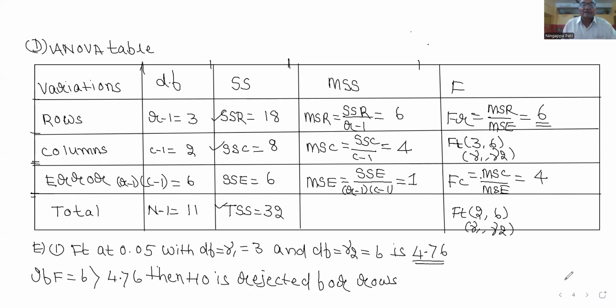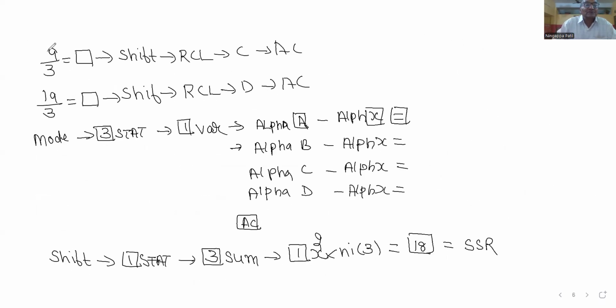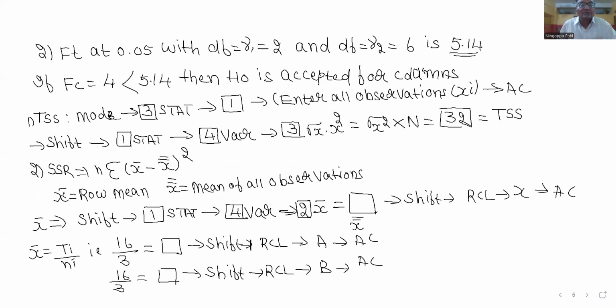Okay. Now, how do you get it? Please look here, my dear students. You entered all the observations and pressed the AC button. Afterwards, you press the shift button and 1, that is stat, and then press the fourth button, number 4. This gives variance. And then the third button gives sigma x. But you want sigma x square, so you press the x square button.